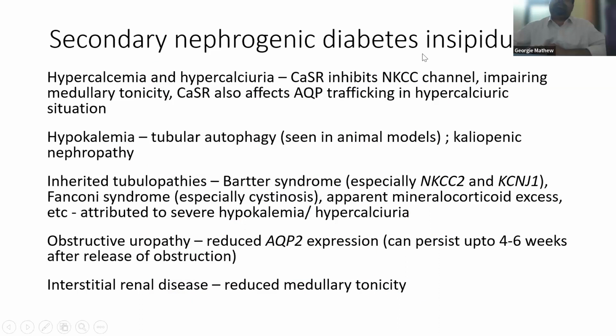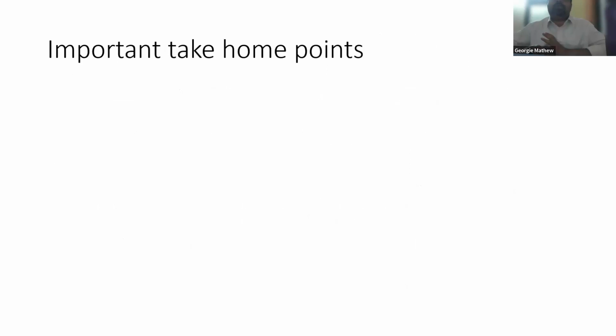These are secondary causes of nephrogenic DI: hypercalcemia, hypercalciuria, and hypokalemia. They are important causes of secondary nephrogenic DI which you should keep in mind when you are doing the diagnosis. This is the physiological basis behind this. I'm sorry, I will not be able to go into detail on this because of lack of time.